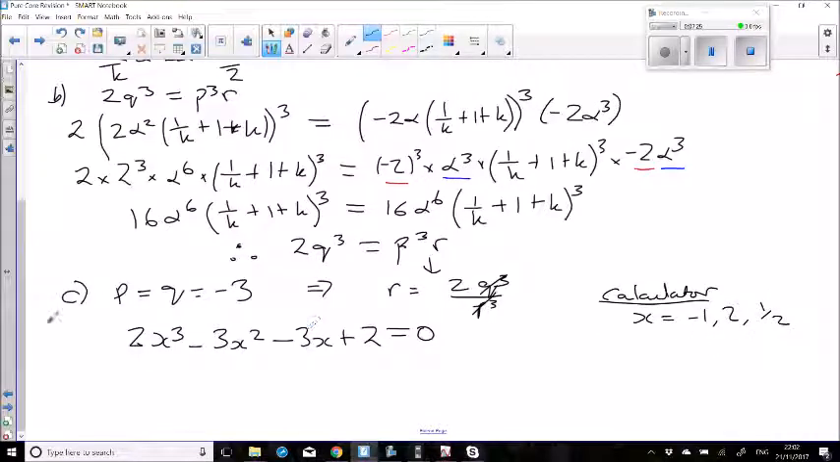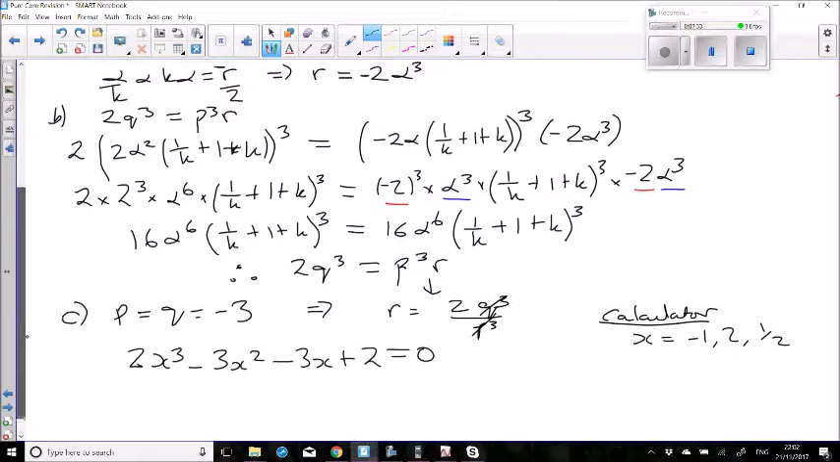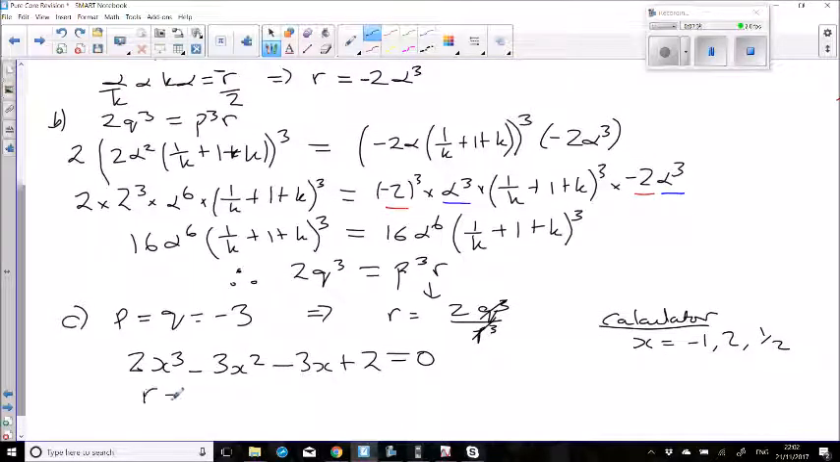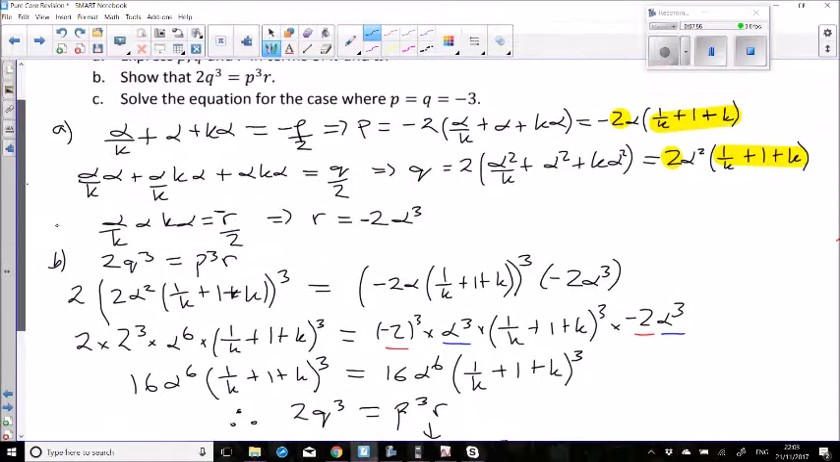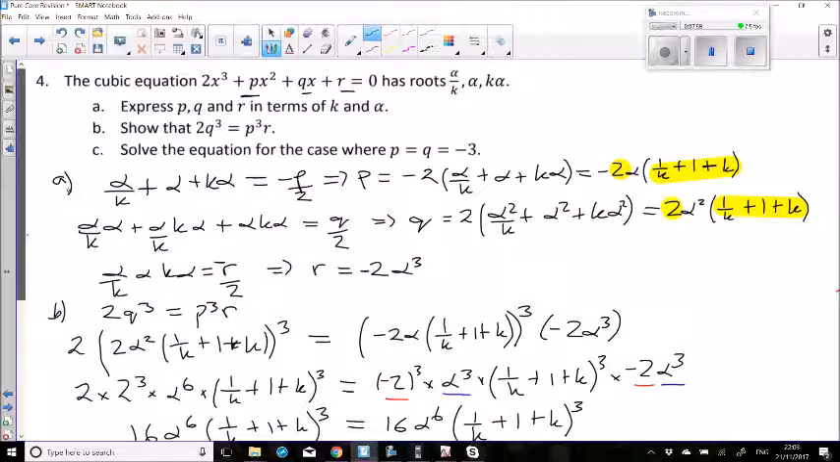What about if we actually wanted to work it out and not just rely on the calculator? Well, there's one that's an easy one to start with. Remember back here we found r equals -2 alpha cubed. We know r is 2, so 2 equals -2 alpha cubed. That means alpha cubed is -1, so alpha equals -1. So that's got us alpha, and alpha, remember back here, was one of the roots.